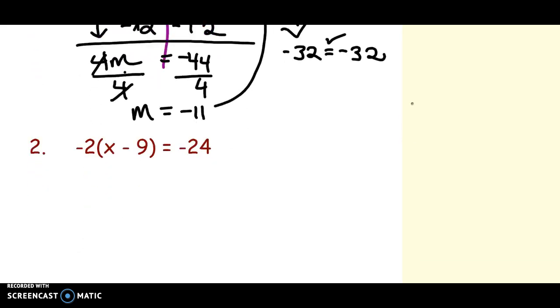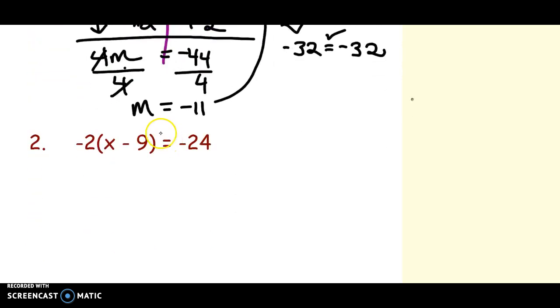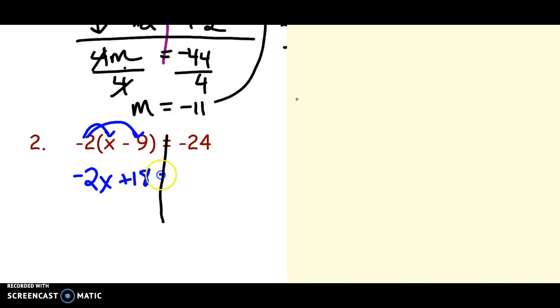Let's look at the next one. Again, we're going to start at the equal sign there. Move my screen over. I'm just looking at one side at a time. It kind of helps me focus. So now I have negative 2 times x minus 9. So I'm going to have x minus 9 two times, but the opposite of it. Or you can just, for this one, I will do the distributing. So negative 2 times x is negative 2x. Negative 2 times negative 9 is positive 18. That equals negative 24.